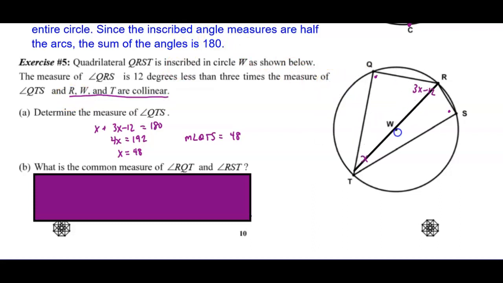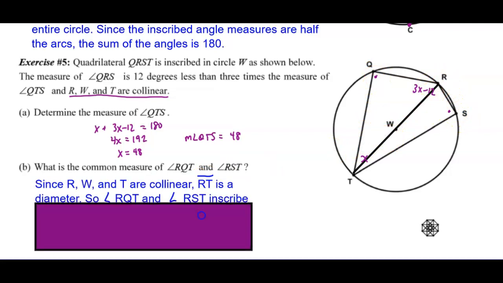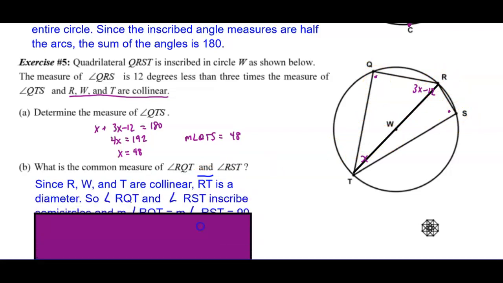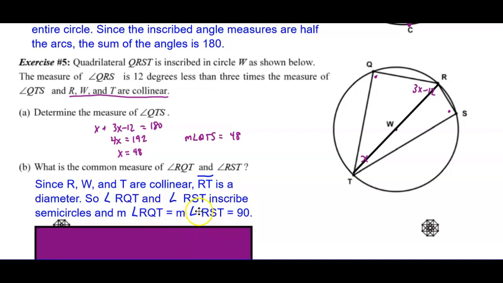If R, W, and T all fall in a straight line, then that straight line runs through the center and is therefore a diameter. Well, angle Q is an inscribed angle on that diameter. Angle S is an inscribed angle on that diameter. And so, since they're collinear, RT is a diameter, and those angles are inscribing semicircles. RQT and RST would both be half of those semicircles, and therefore 90 degrees. So that term collinear was important to be able to figure out that last part. That's how we know that that was a diameter, and therefore a semicircle that it's subtended.